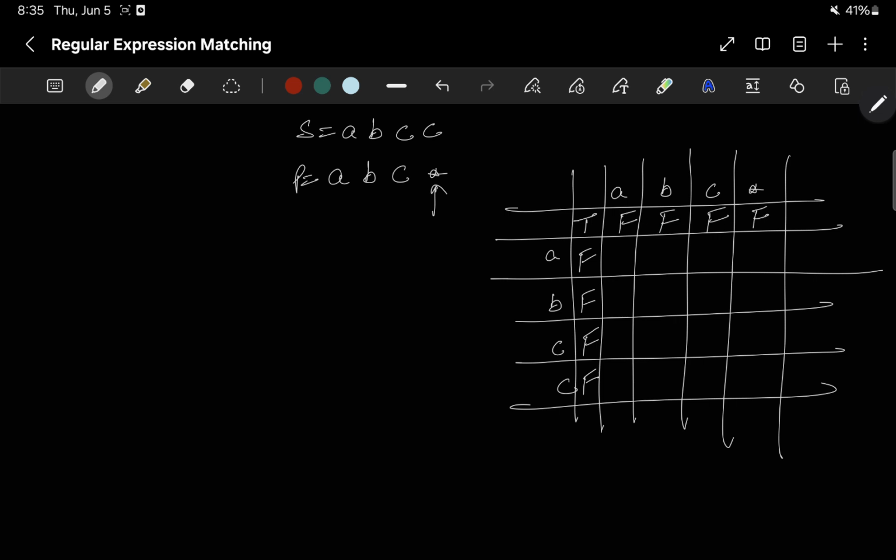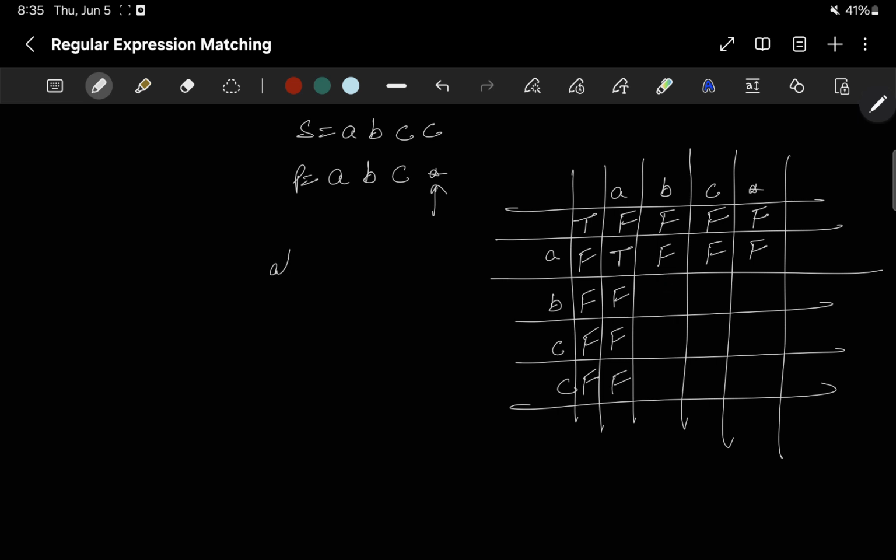And this will also be false. How this became false is intuitive for now, because you know that A, B, C star, even if it's repeating 0 times, still A, B, and you cannot match A, B with nothing. So that's why it's false. But I'll show you how the calculation works in the next ones. So here if you see, again A, we will do the same calculation as we did earlier. So this will be true. Okay, this will be false, this will be false, this will be false, this will be false.